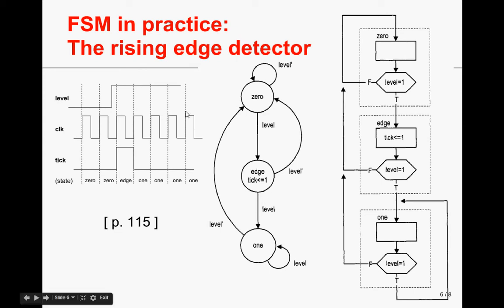But at the next rising edge of the clock, if a 1 is read at the level input, then we move on to the state called edge, and the output tick goes to 1, and that is represented here in the waveforms. Now, at the next rising edge, if we continue to read the 1, we will go to another state called 1, where we will remain while the input continues to be 1, and then whenever we read 0 for the first time, we will revert to state 0.